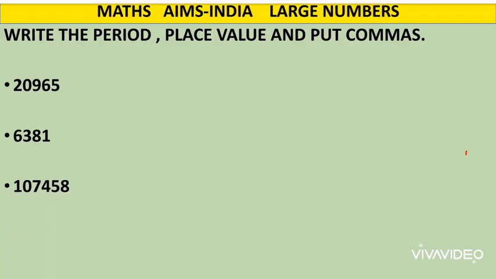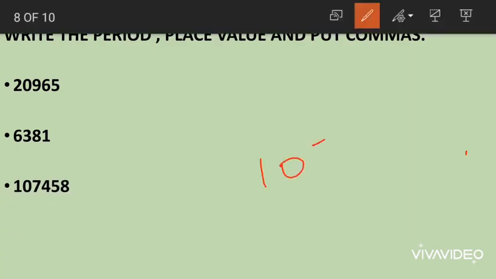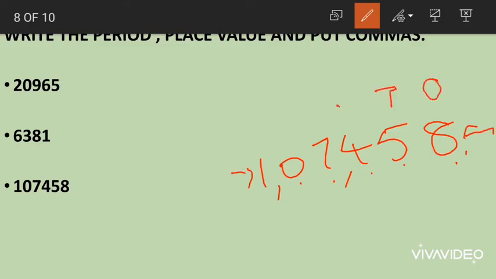Next question is 107458. Now this is a big number we have got here. How do we put up the commas? After 3 digits, 1, 2, 3, comma, and then after every 2 digits, 1, 2, comma. Clear children? Coming to the place values. Where do we start writing the place values from? From the right side or from the left side? Yes, from the right side. The first place value will be ones, tens, hundreds, thousands, 10,000, and then comes lakhs.